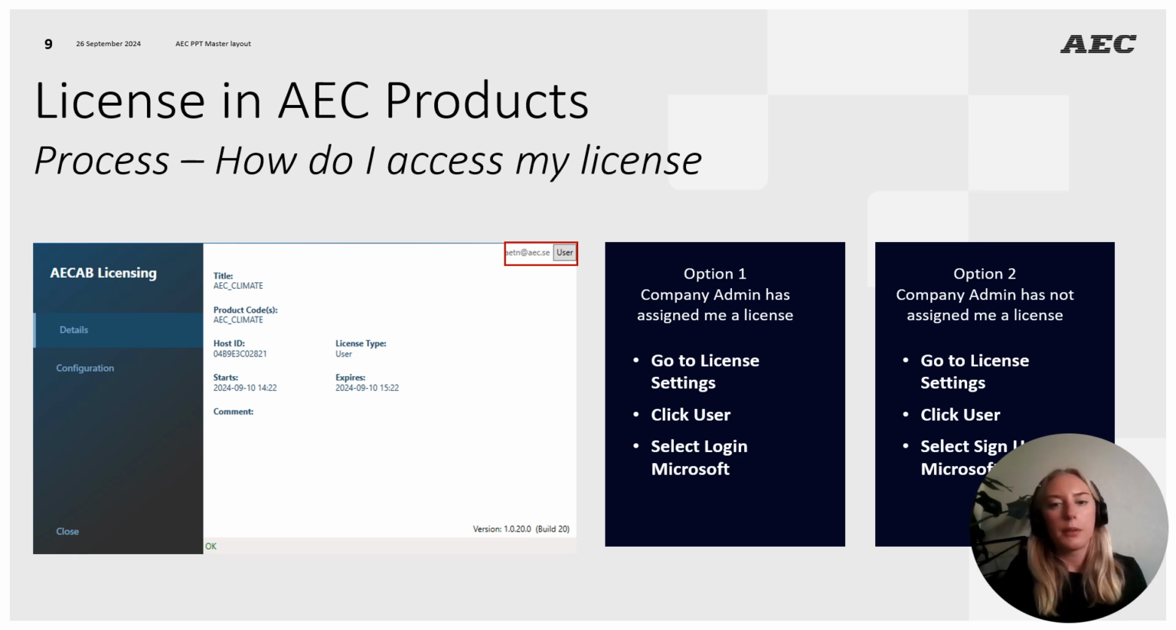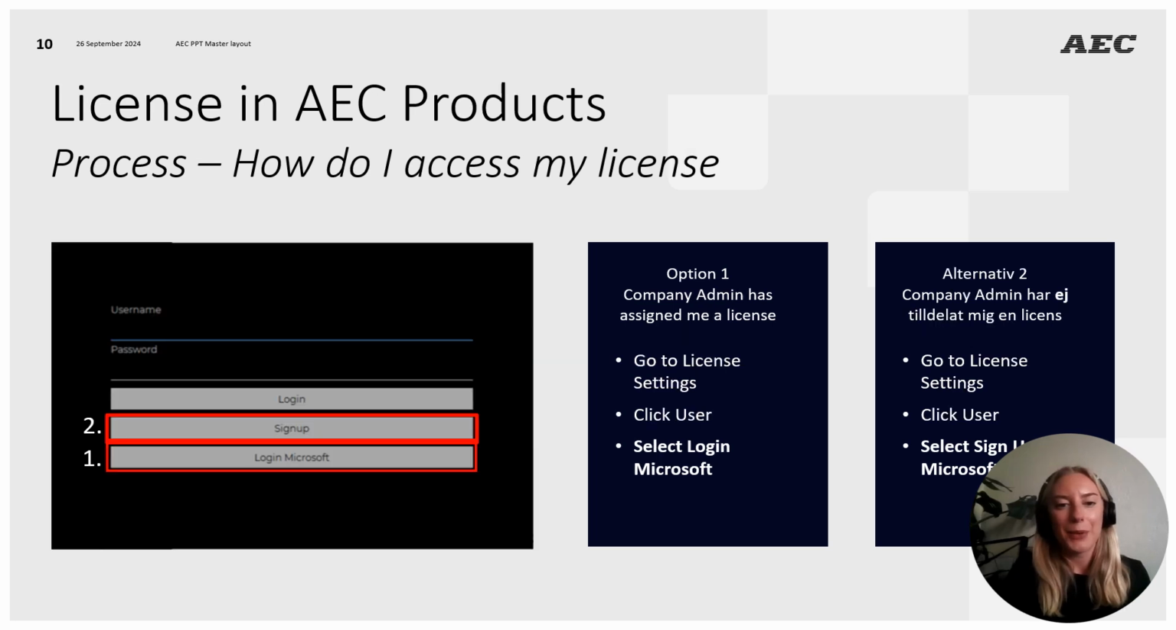In this dialog, you can press the user button in the top right corner, and then you will have two options for how to log in. If we look here, you have either sign up or login with Microsoft, and what you need to do differs. In the slides before, we checked the steps. If you have done those, signed up and scanned the QR code and all of that, you will just need to log into Microsoft.